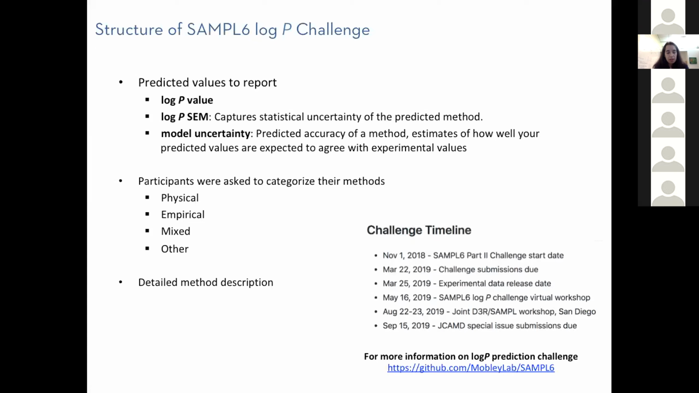Participants were also asked to categorize their methods into physical, empirical, mixed, and other categories. And we asked for a detailed method description that should be publication quality. Some methods were very detailed in the submissions, some others were not. So if you sent us a submission file without much detail, please contact us again to provide more detail about your prediction method.